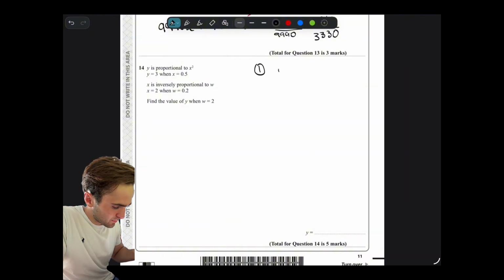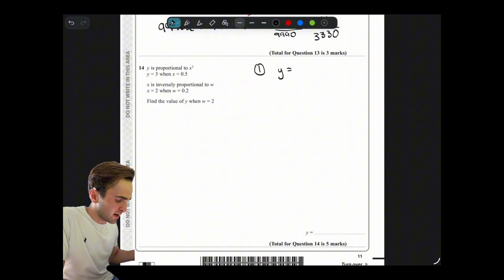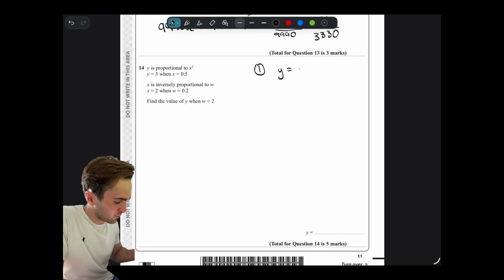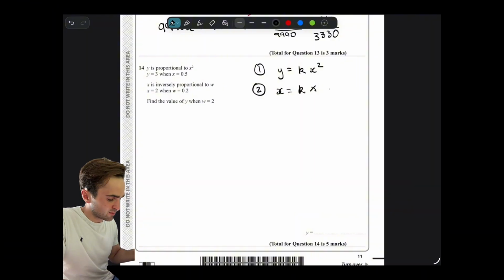So equation 1, y is proportional to x squared. So when something's proportional, we can say y equals k, so some number k, times x squared. And our second one, x is inversely proportional to w, so x equals k, that's our constant, times the reciprocal of w, so 1 over w. So these are our two equations. We need to find k for both.